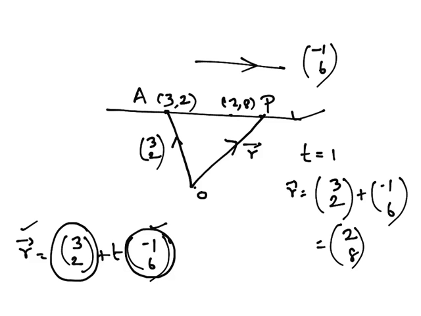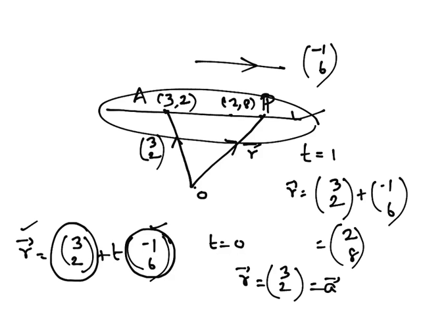Okay. Now suppose you put t as 0, what will you get, students? You will get r vector equal to only (3, 2), which is nothing but a vector. So when t is 0, the point P and point A coincide. I mean, both points will coincide. So the different values of t give you different points on this straight line. Okay, so t can take any value. t can be any real number.